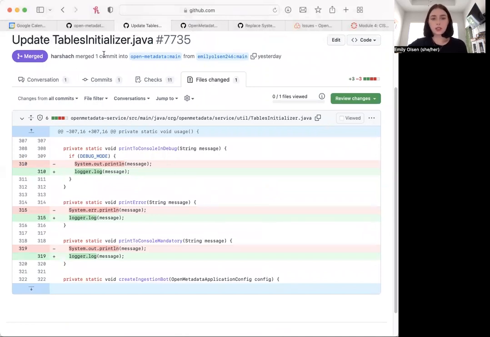I contributed to tables initializer. Basically, originally they had system messages, and I changed those to be logger messages.